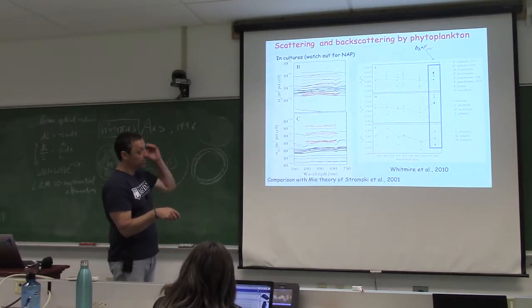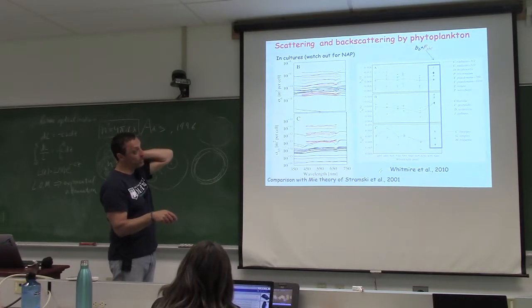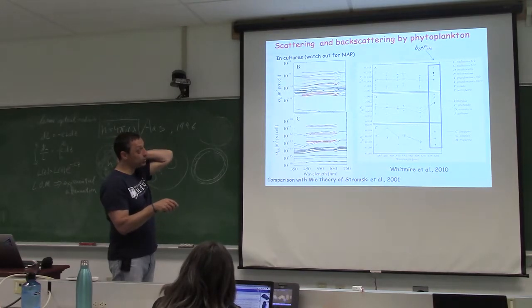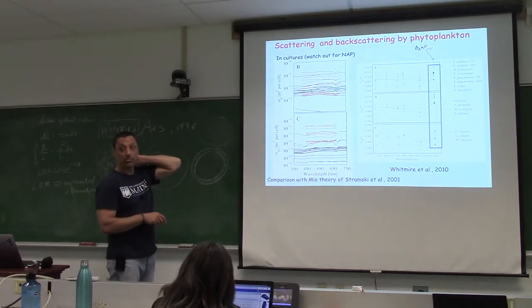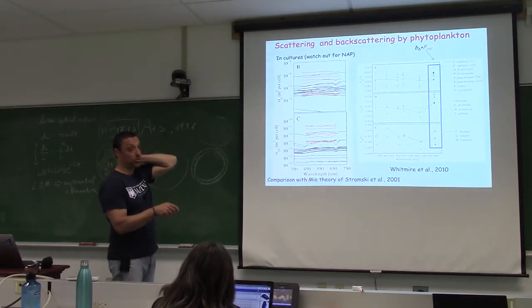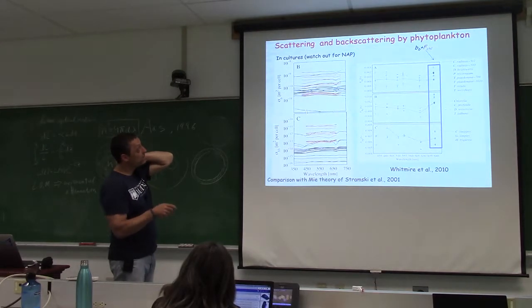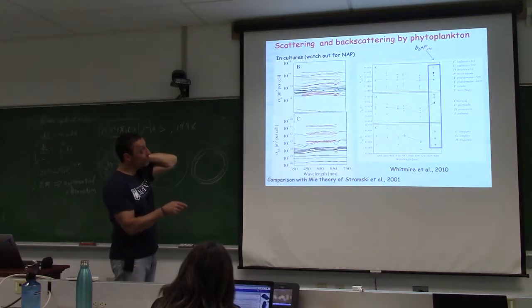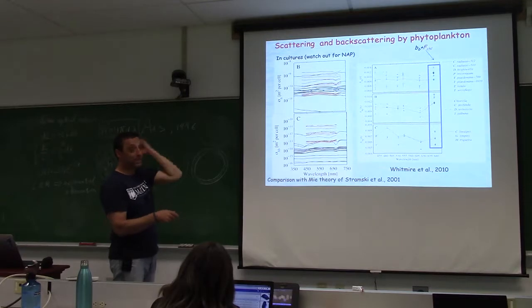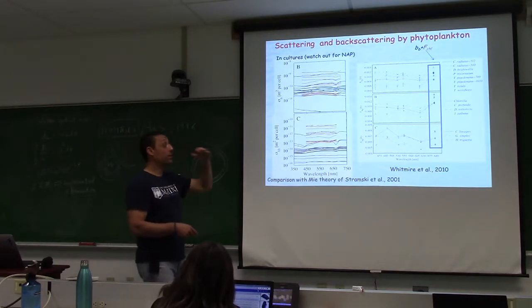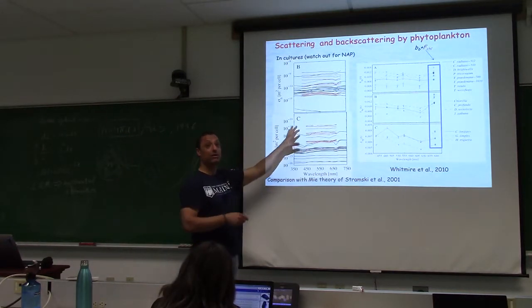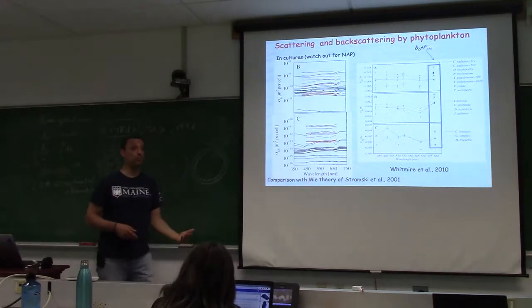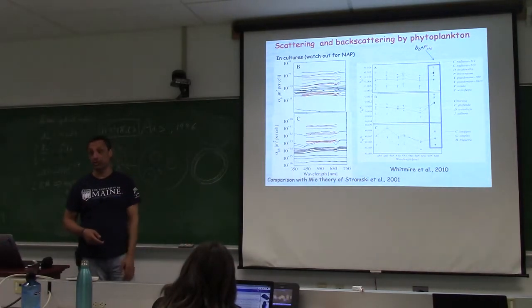This is a paper, of which you saw some data already, from Whitmire et al. This is a whole bunch of cultures. And what she finds is that for all these cultures there is significantly more backscattering than what was predicted by Mie theory in the paper by Stramski. So significantly higher, not scattering. Scattering, they're on top of each other, because scattering is mostly the cross-section. But backscattering is significantly higher than what you'd expect if you assume they're homogeneous spheres.